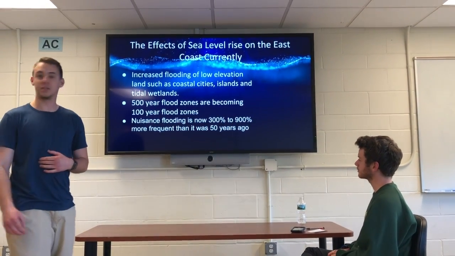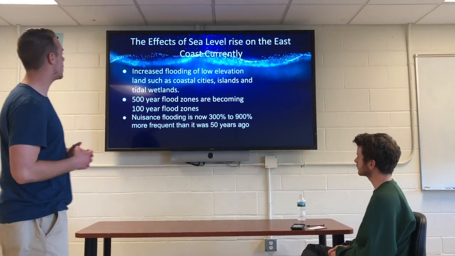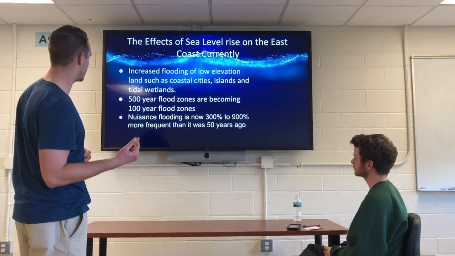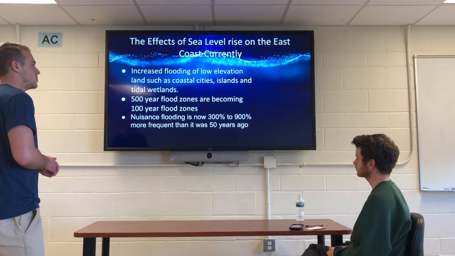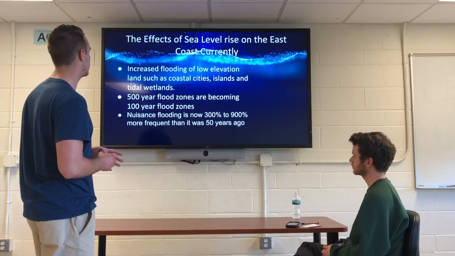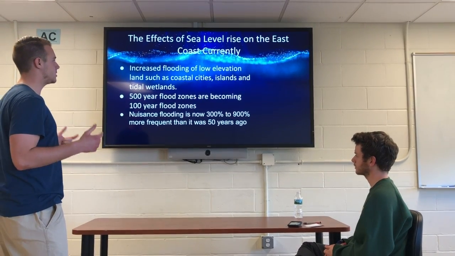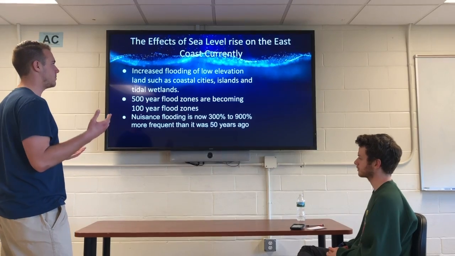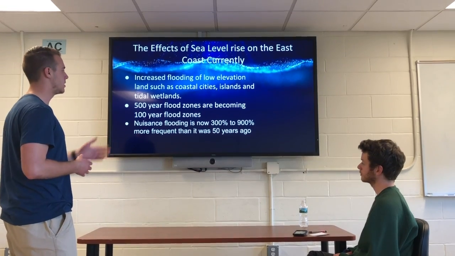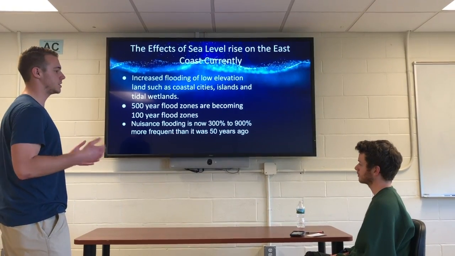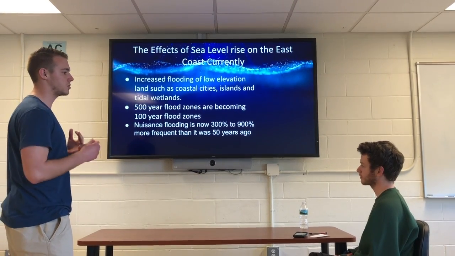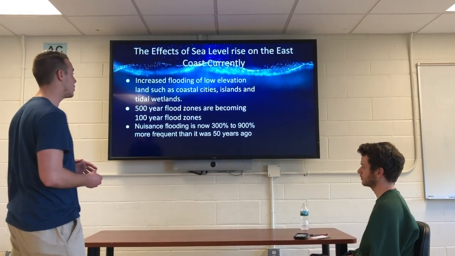So the effects of sea level rise on the East Coast currently. Increased flooding of low elevation lands such as coastal cities, islands, tidal wetlands. 500-year flood zones are becoming 100-year flood zones, and nuisance flooding is now 300% to 900% more frequent than it was 50 years ago. So what all that means is that coastal cities, like all the low-lying places, like I said, in Florida, Miami, New London, all those are going to start to have what's called nuisance flooding. 300% to 900% more frequent, meaning it's going to happen. Nuisance flooding isn't just getting your ankles wet. It's the water coming up and destroying properties, destroying businesses. People have to up and move and relocate.